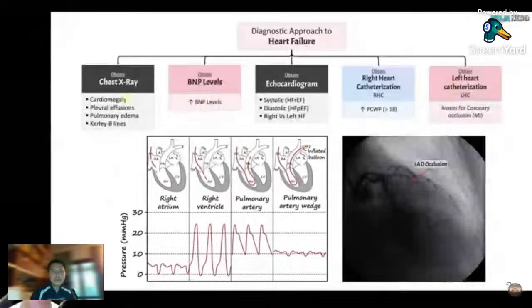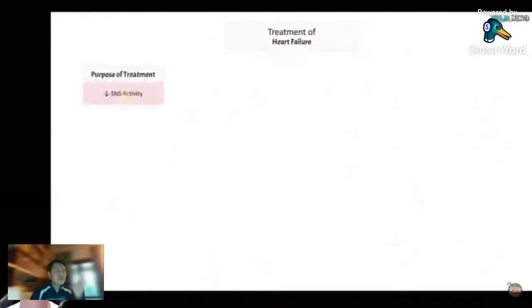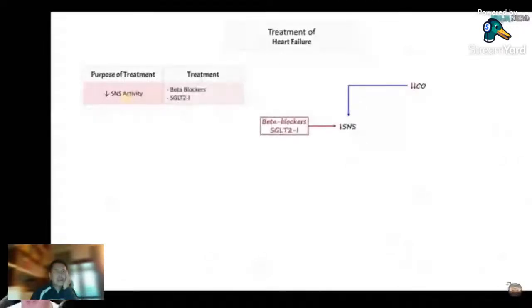When I treat them, I specifically went into this for a reason. I want to reduce sympathetic nervous system activity and reduce RAS activity. And if you remember, increasing ANP activity did what? Decrease RAS. So my goal is to decrease sympathetic and decrease RAS. How do I do that? If I decrease my sympathetic nervous system, I have to use beta blockers and SGLT2 inhibitors, so metoprolol or empagliflozin.